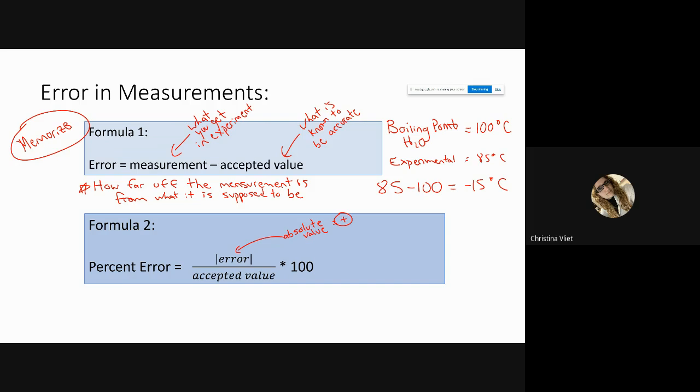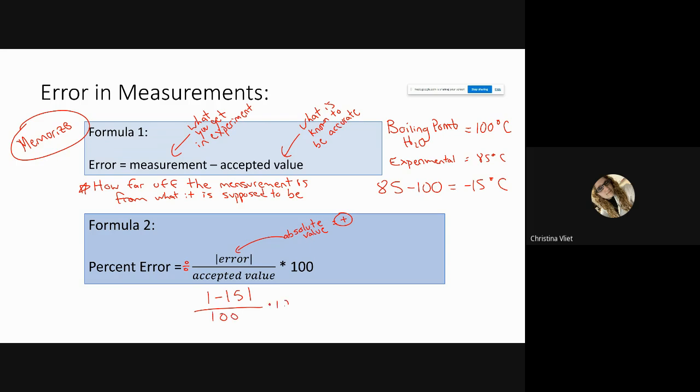If you see this line here, it means divide. The way you read it is divide. Use a calculator. You don't have to do it all in your head. If the numbers are easy, you may be able to, but you will be working with decimals as well in this class. All right, so let's take a look at our example again and see if we can calculate this percent error. The error was negative 15, but the absolute value of that error would actually be positive 15. The accepted value is what the boiling point was supposed to be. The accepted value is 100.